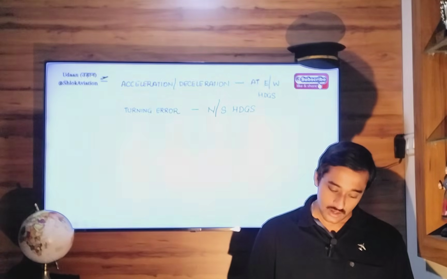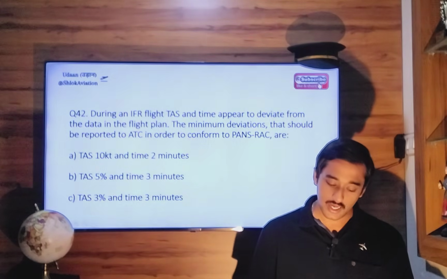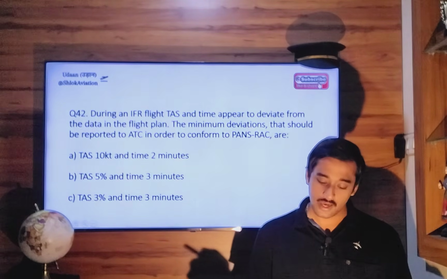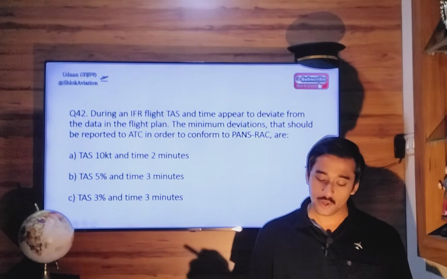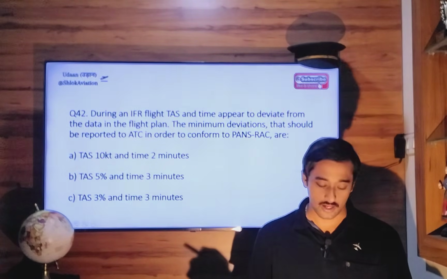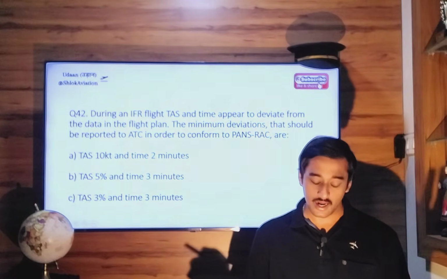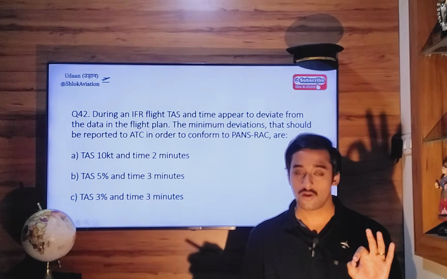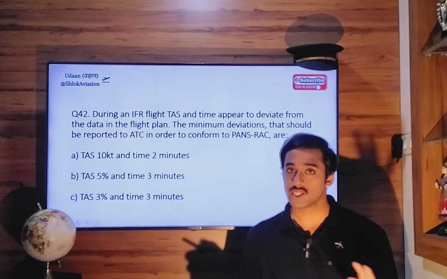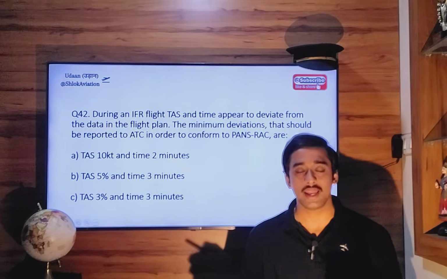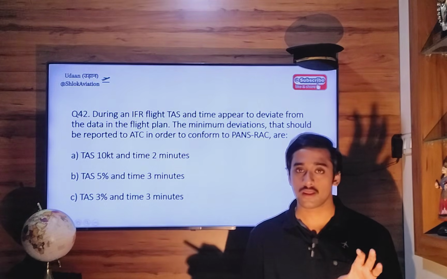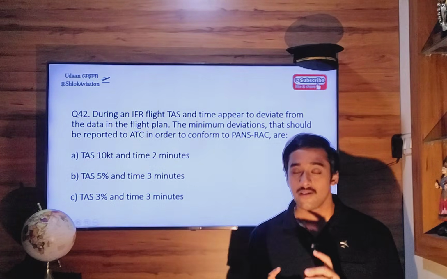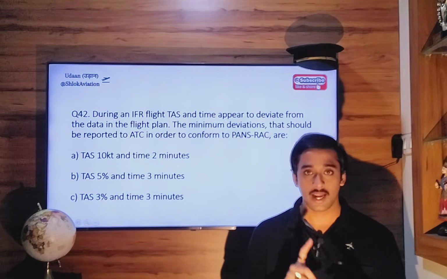Next, question number 42. During an IFR flight, true airspeed and time appear to deviate from the data in the flight plan. The minimum deviations that should be reported to ATC in order to conform to ICAO rules are what? So, there are some things that you must report to ATC at all times. One of those things is a deviation of true airspeed and estimated time of arrival, or any estimated time reports from your flight plan. So any deviation in true airspeed during the cruise phase of your flight from the one filed in your flight plan, that must be reported.